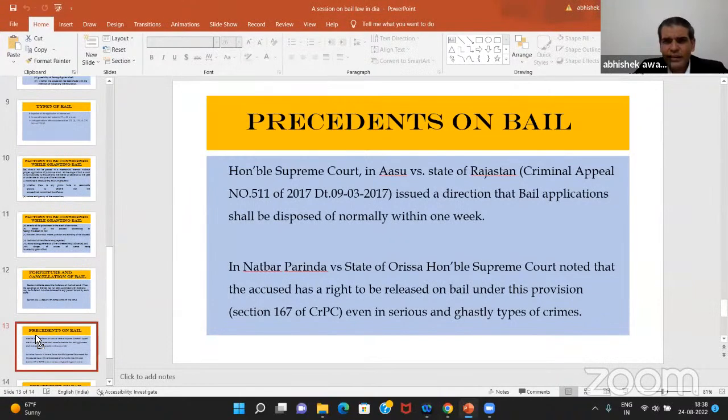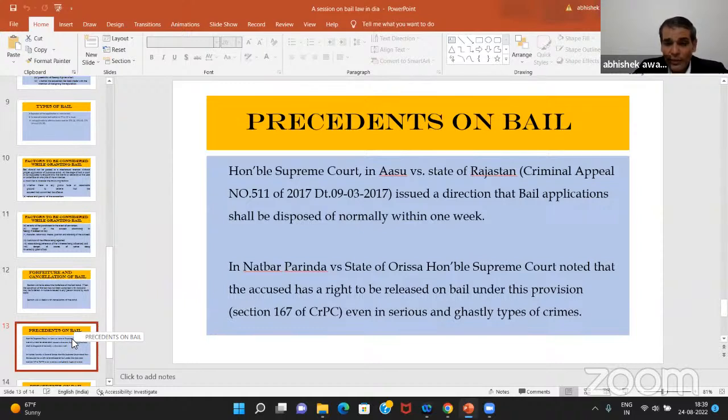Now comes precedent. Yes, there are certain judgments you should know. It is important for you for drafting purposes also. In Asu versus State of Rajasthan, the Supreme Court says that a bail application shall be disposed of normally within 1 week. I think it talks about bail applications under sections 437 and 439, that is, non-bailable offences. Then in Nagpur Parinda versus State of Odisha, the Honorable Supreme Court noted that the accused has a right to be released on bail under this provision.